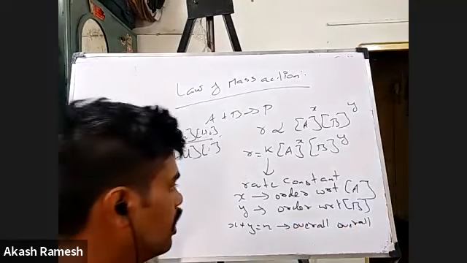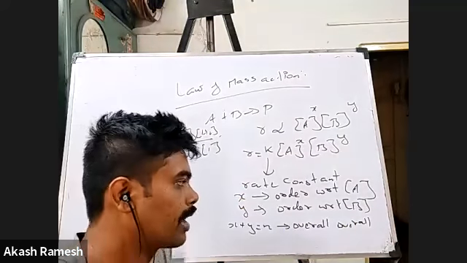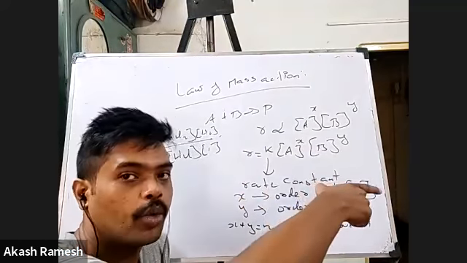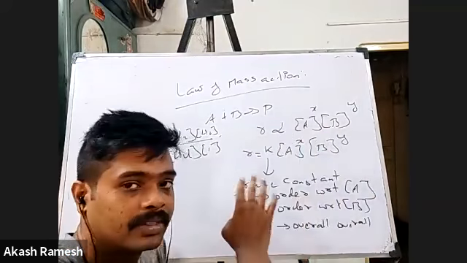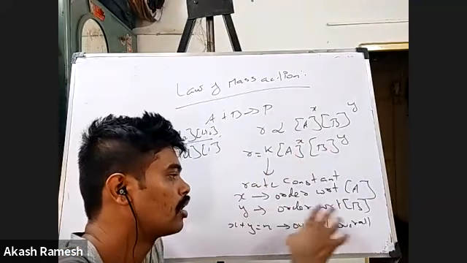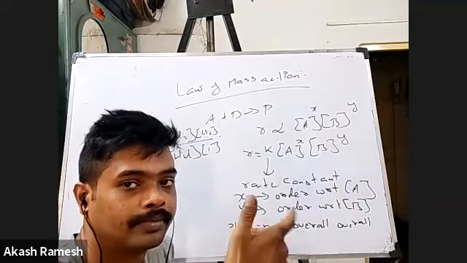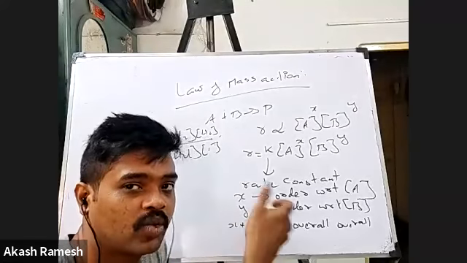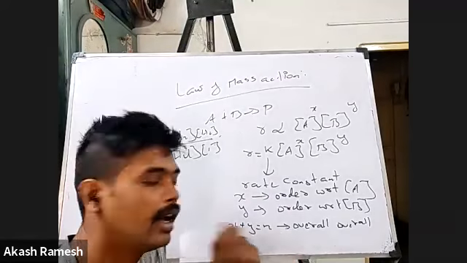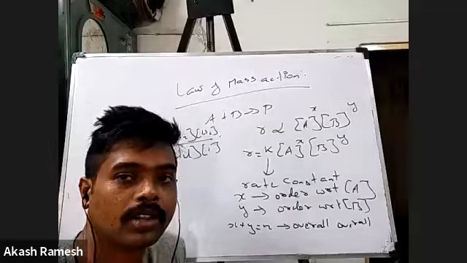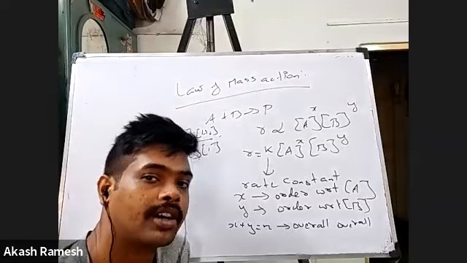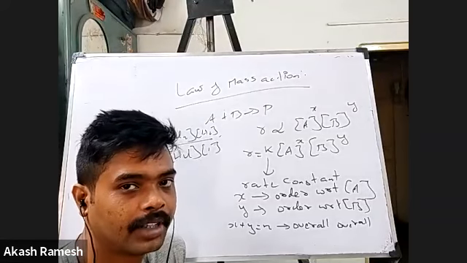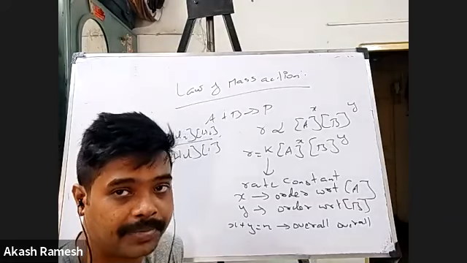So you have to know this. X is the order of the reaction with respect to A, only with respect to A. And y is the order of the reaction with respect to B, only B. And if I take the sum of these two powers, x plus y, that gives me n, and this n is called the order of the overall reaction.